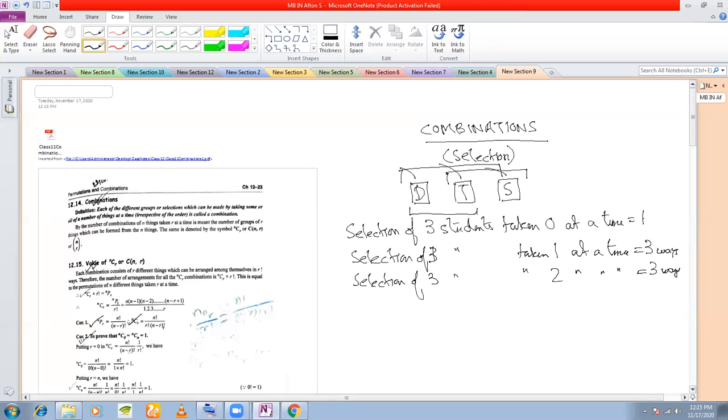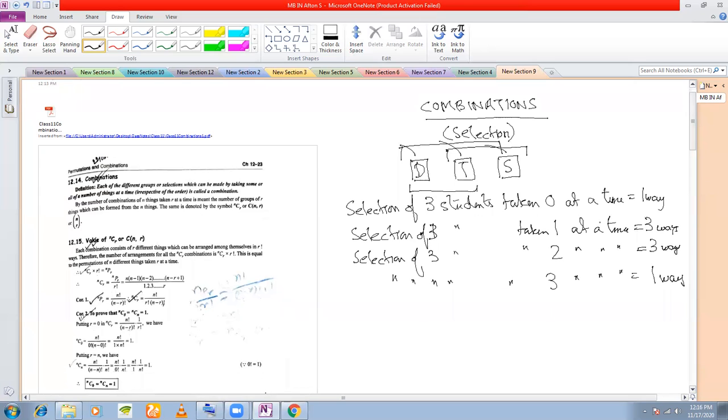3 ways. And selection of three students taken three at a time. In how many ways can I do it? Only one way. I can select all three of you. So that is what combination actually means.